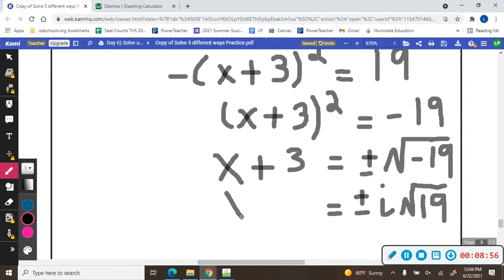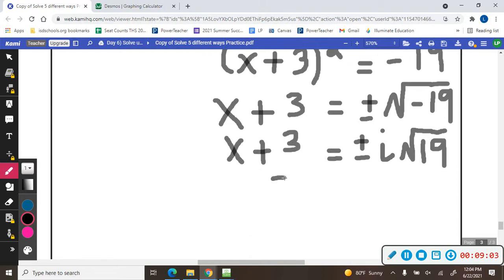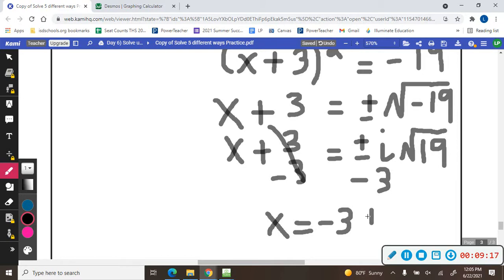And this is still x plus 3. Subtract 3 from both sides, and you get x equals negative 3 plus or minus i square root of 19.